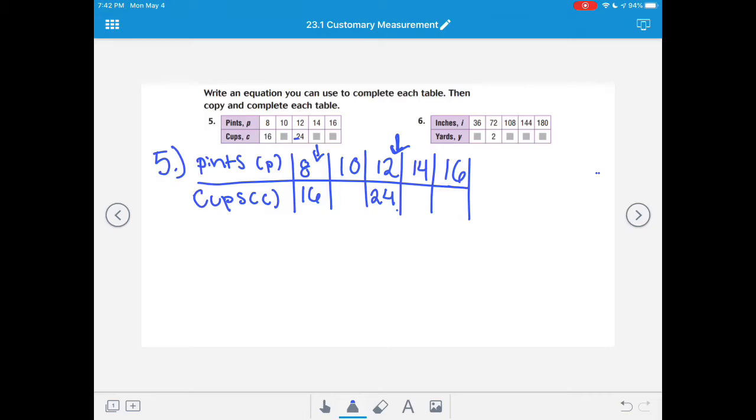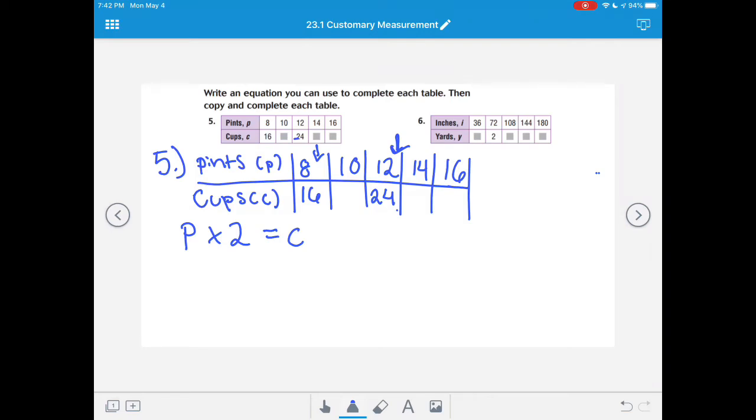So what's happening in this equation is we're taking the number of pints and we're multiplying that by 2 to equal the number of cups. So this is our equation: pints multiplied by 2 equals cups. Let's take a look now at the part of the chart that is not filled in. To do this, we're going to use the equation to complete those parts. They have pints filled in all the way across the board.